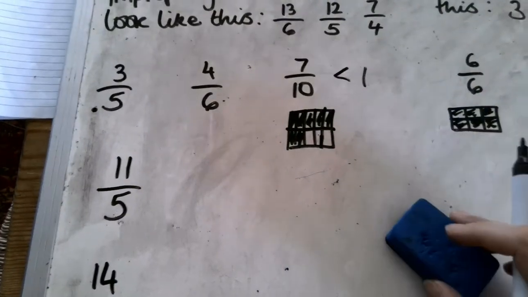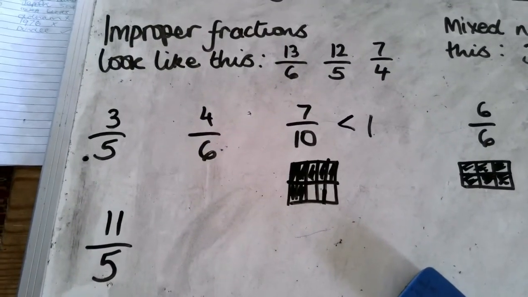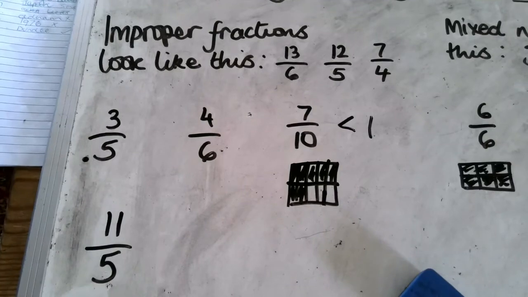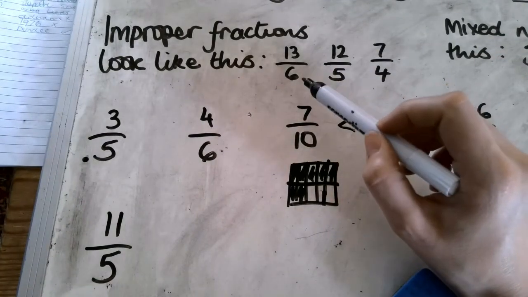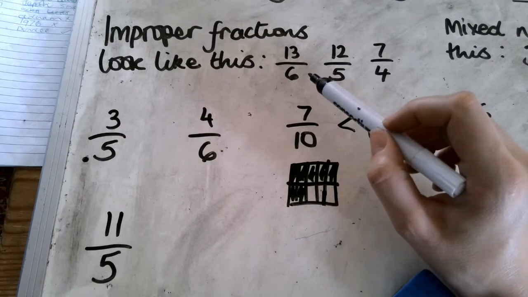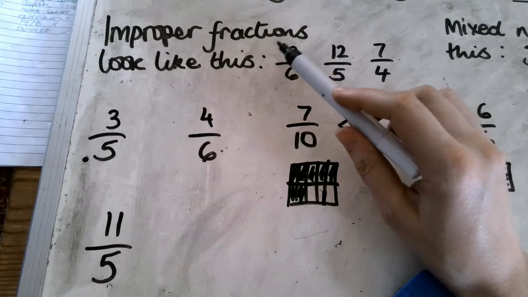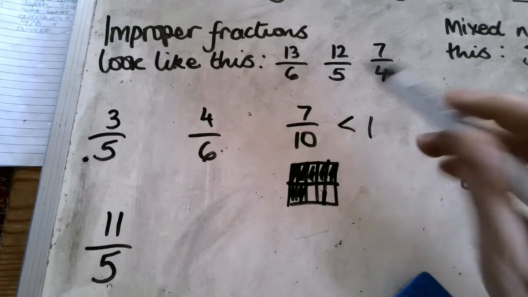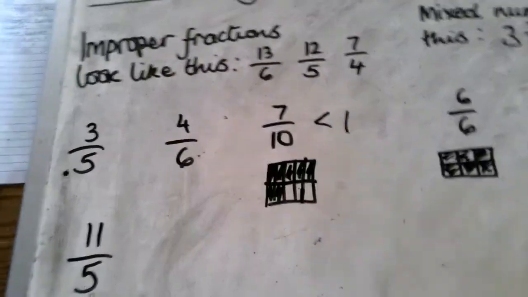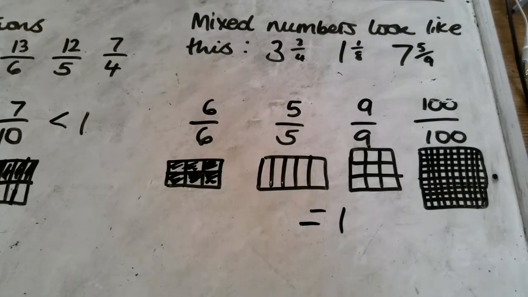Okay, so when we go back to our improper fractions up here, I apologise for my very poor camera work today. Where we've got our numerator, which is greater than our denominator, we have an amount more than 1. And what we're going to do today is take our improper fractions and convert them into mixed numbers. Now if I take my camera over to here, mixed numbers look like this.